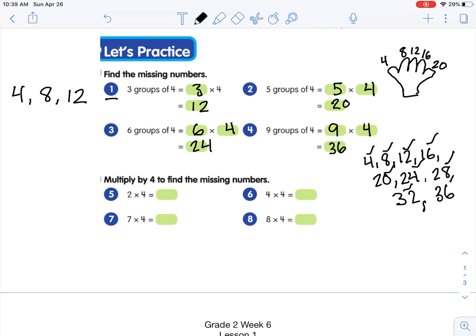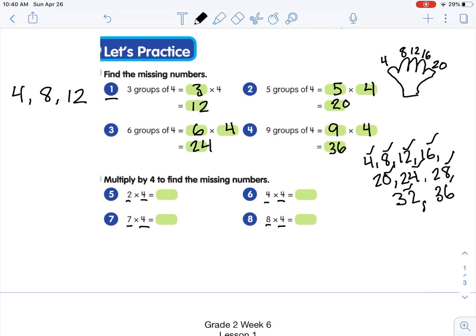So 9 times 4 is 36. All right, nice job, 2G. Now we're looking at number 5 through 8. It wants us to multiply by 4 to find the missing numbers. So notice all of these numbers are being multiplied by 4. So we can skip count by 4s to find all of those answers. You can pause the video right now if you haven't done this yet, and you can try those on your own. And then when you're ready, you can unpause and see if our answers match.